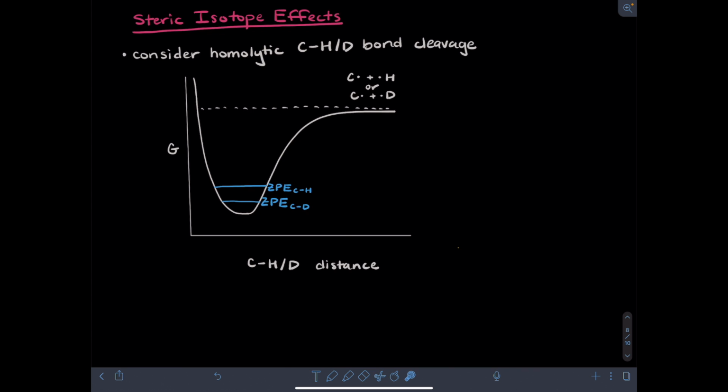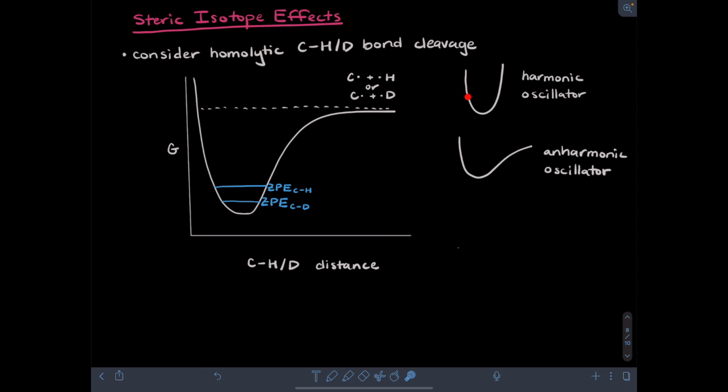Because of the larger reduced mass for carbon-deuterium compared to carbon-hydrogen, our zero-point energy for the carbon-deuterium bond is lower. In terms of thinking about the bond lengths between carbon and hydrogen or carbon and deuterium, it's useful to think about the shape of this graph. A perfectly symmetrical energy curve would look something like this, and we would call this a harmonic oscillator. And when you have this unsymmetrical shape, you'll have what's known as an anharmonic oscillator.